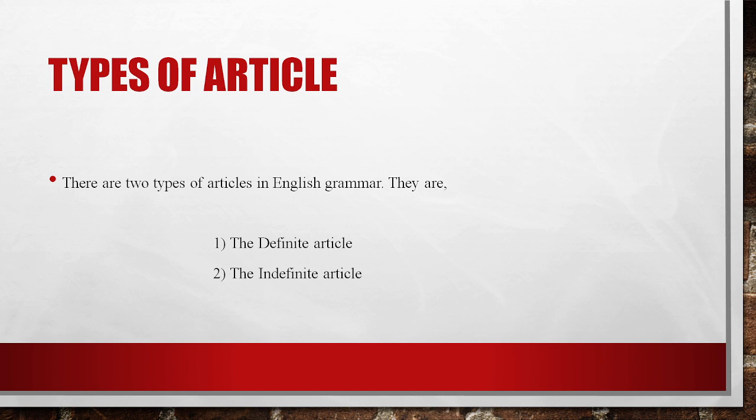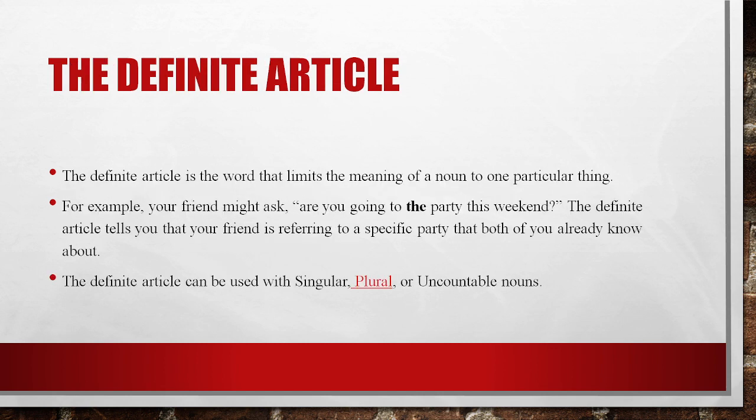What are the types of articles? There are two types of articles in English grammar. They are the definite article and the indefinite article. The definite article is the word that limits the meaning of a noun to one particular thing.